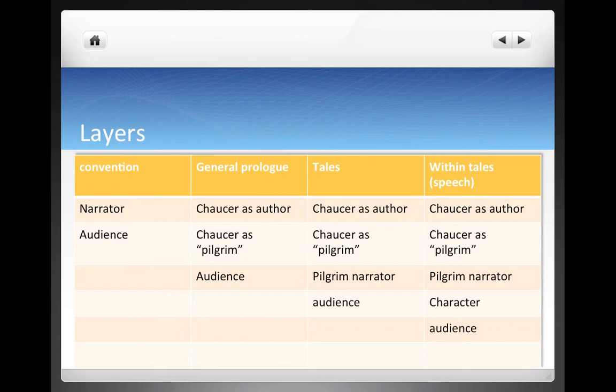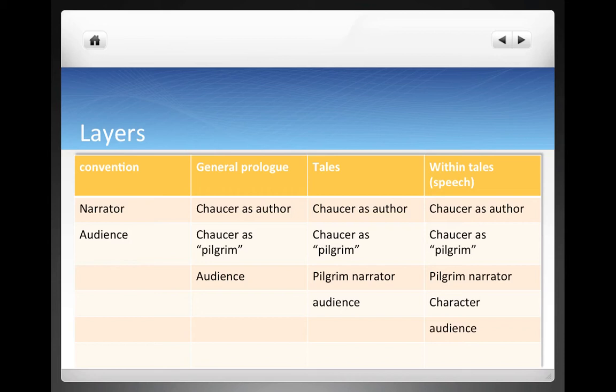Beyond that, in the tale itself, of course, it purports to be told by the merchant. Thus, the pilgrim narrator has a voice, and we find the characterization of that pilgrim in the voice in which they tell the story, and eventually that is received and considered by an audience.